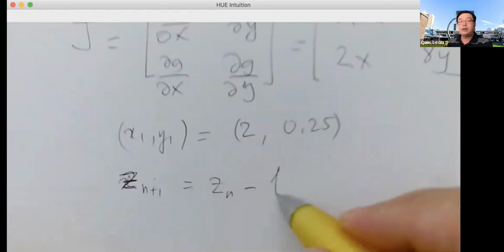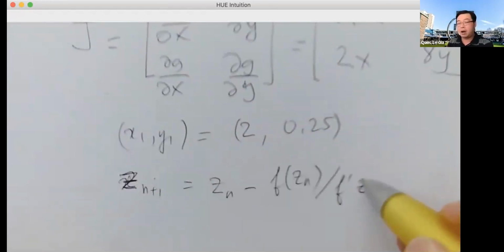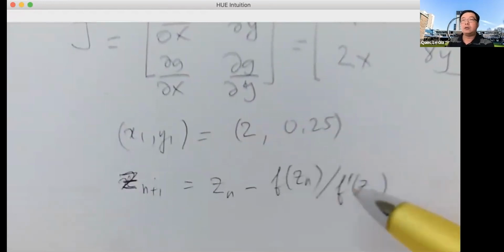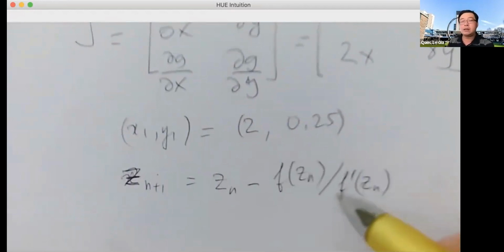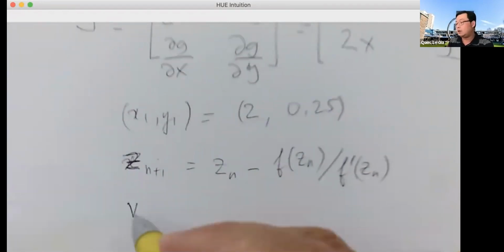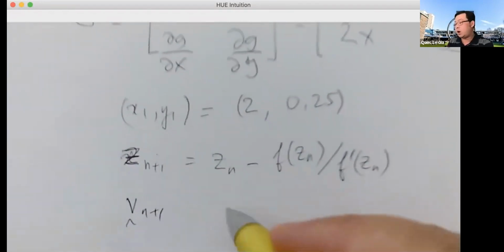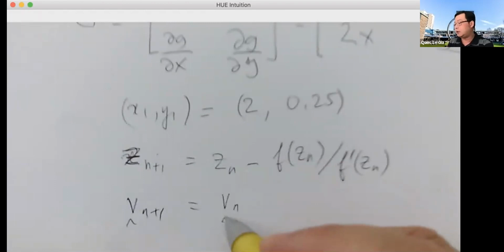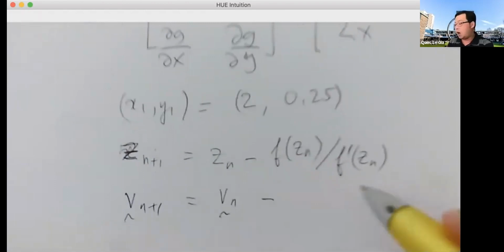But now if you have 2 variables, then dividing by f prime doesn't make any sense. So the f prime will be replaced by the Jacobian. When you divide by f prime, it just means that you multiply by the inverse of the Jacobian. So if you have a vector, say v, then v_{n+1} is just v_n minus the Jacobian inverse times f at v_n.